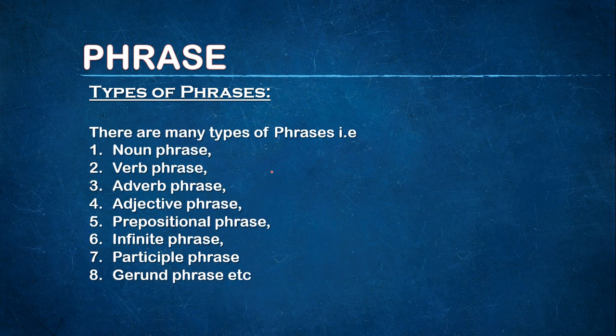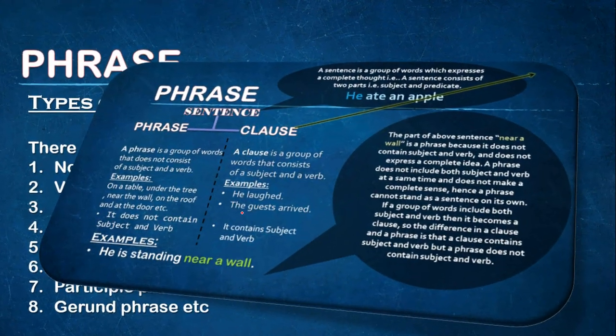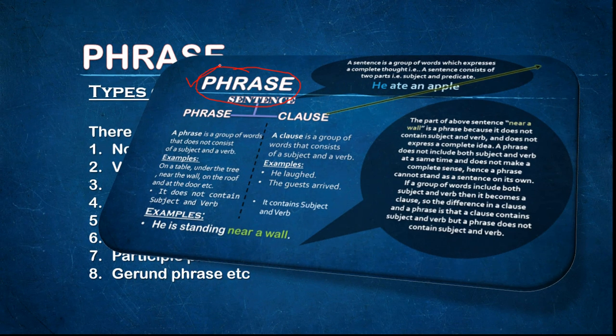Types of phrases. There are many types of phrases. Noun phrase, verb phrase, adverb phrase, adjective, prepositional, infinitive, participle, and gerund phrases. All of these phrases will be discussed one by one in detail in this lecture. But if you have not watched our first lecture of this presentation, I would rather suggest you to watch it first because that will build your basis of knowing about phrases. So let's get started.